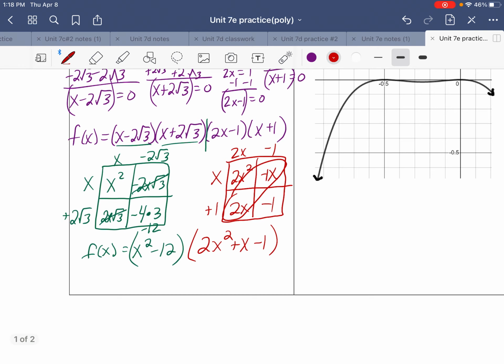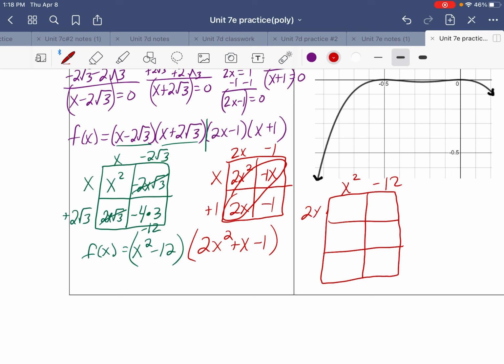Still got more to do here. We have a binomial times a trinomial. Probably going to go to the Punnett square for this. And I'm going to write it over as a side, just to have some more room. So I have 3 rows, or you could have 3 columns, does not matter. So you have x squared minus 12, 2x squared, positive x, minus 1. 2x squared times x squared, so like bases, you're adding exponents. X squared times x, like bases, you're adding exponents.